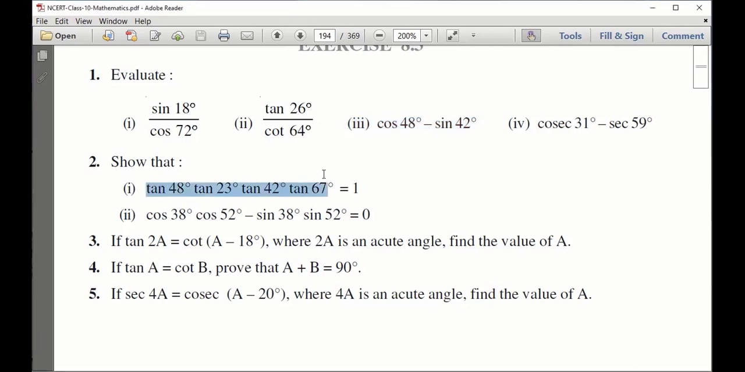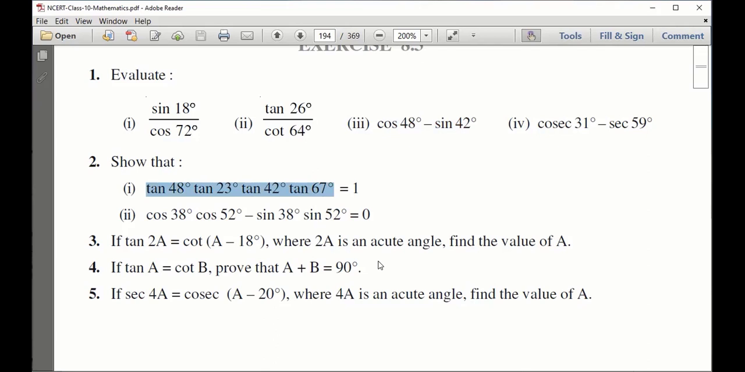How do we do this one? See, it's not about showing it, but tell me orally. Anvi, can you tell everyone how we'll do this? tan 48, tan 23, tan 42, tan 67. Yes, sir. We can pair tan 23 and tan 67, and tan 48 and tan 42. Correct. And we can convert tan 48 is equal to tan of 90 minus 42, which will be equal to cot 42. Correct. Understood, everybody? It becomes cot of 42.